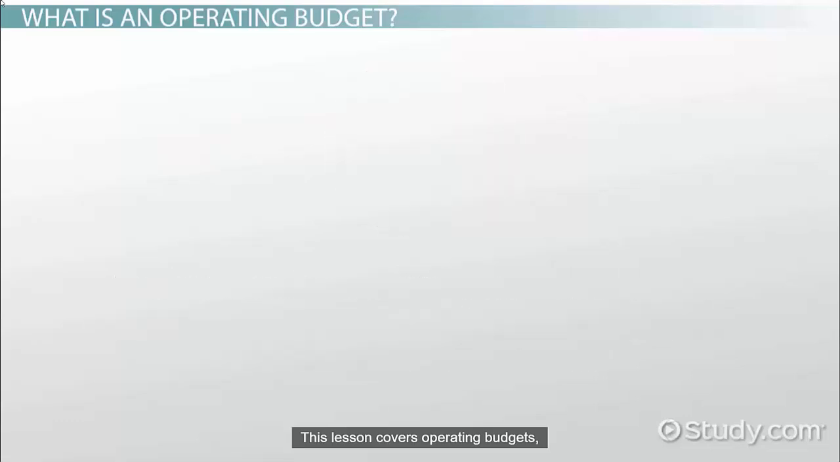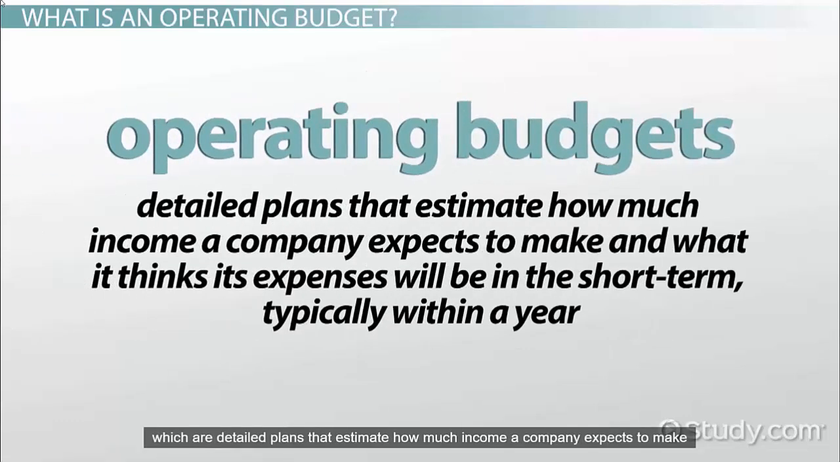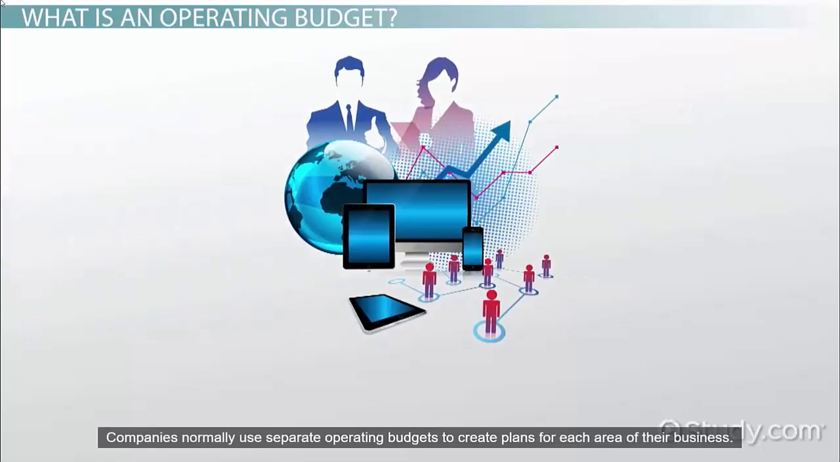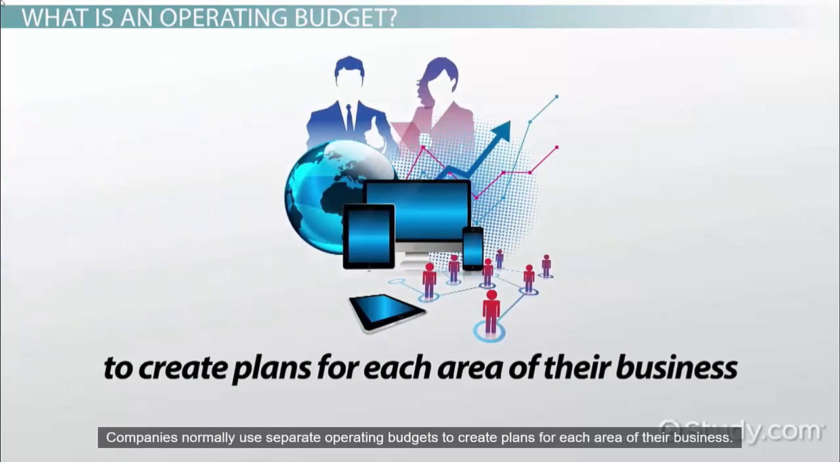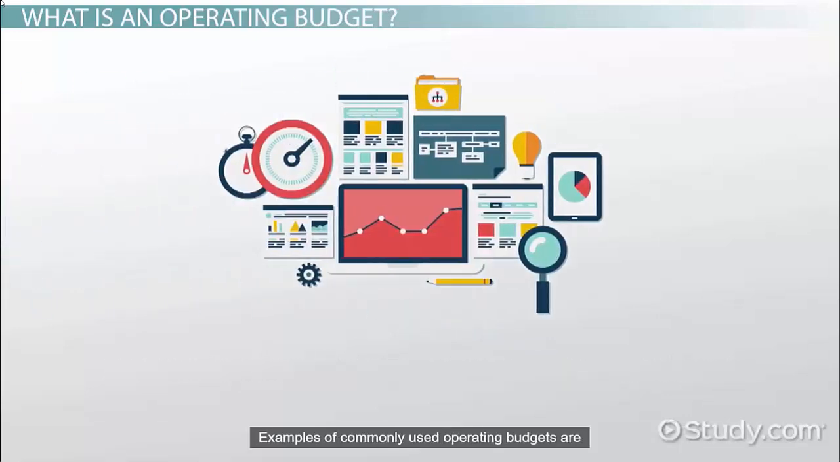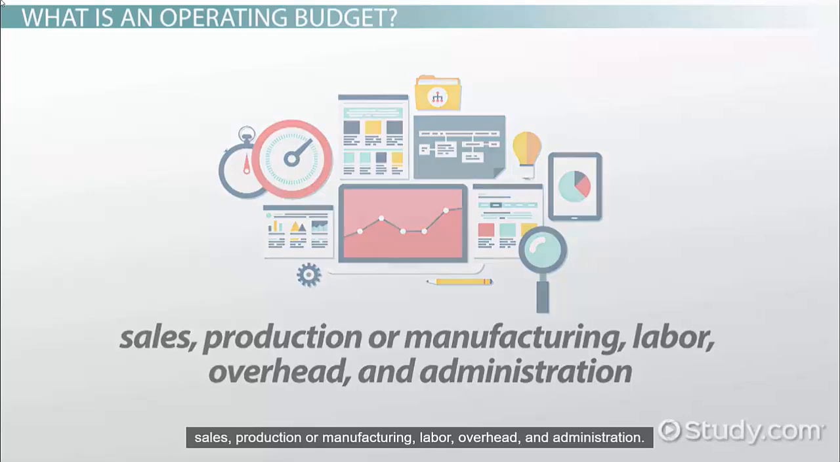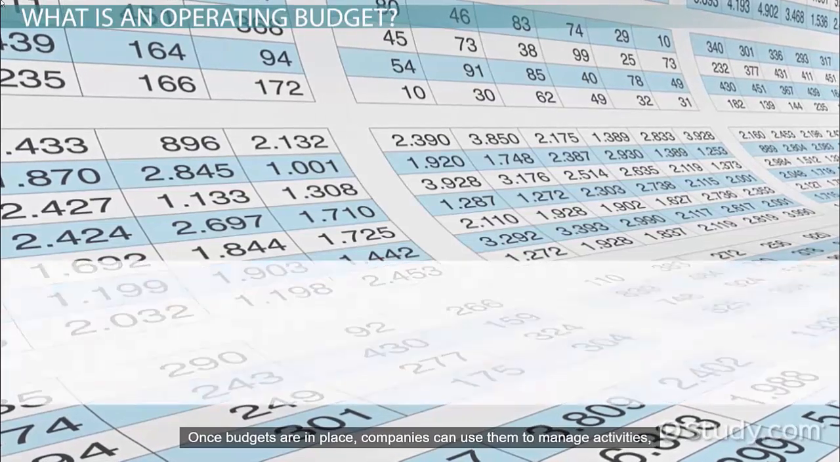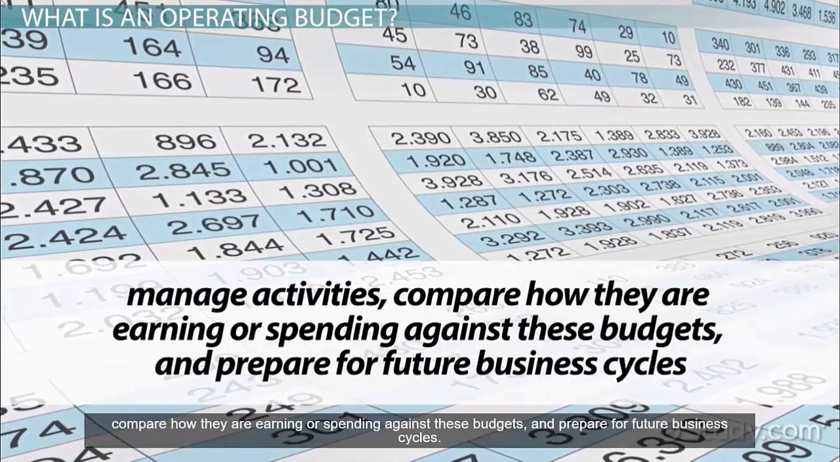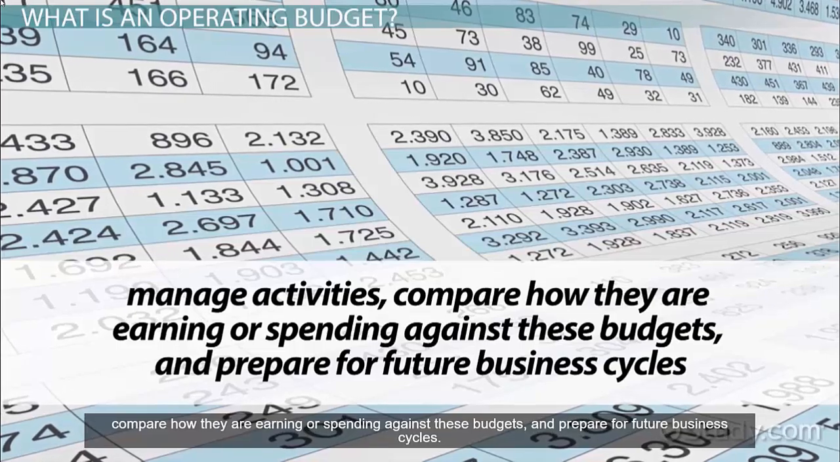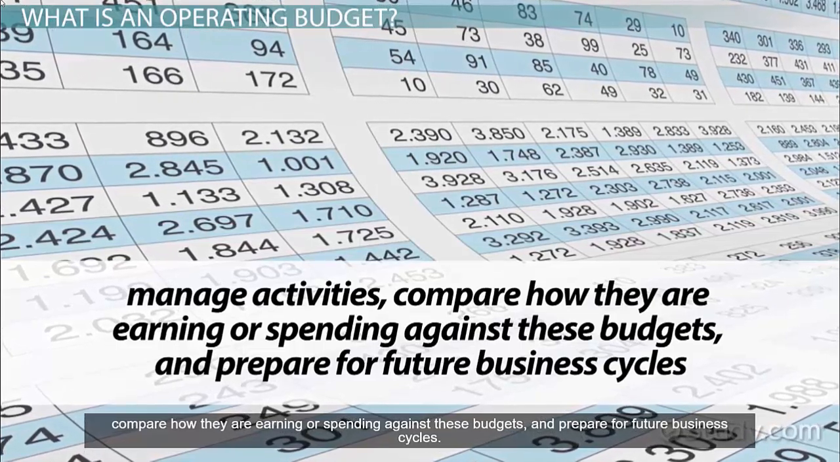This lesson covers operating budgets, which are detailed plans that estimate how much income a company expects to make and what it thinks its expenses will be in the short term, typically within a year. Companies normally use separate operating budgets to create plans for each area of their business. Examples of commonly used operating budgets are sales, production or manufacturing, labor, overhead, and administration. Once budgets are in place, companies can use them to manage activities, compare how they are earning or spending against these budgets, and prepare for future business cycles.